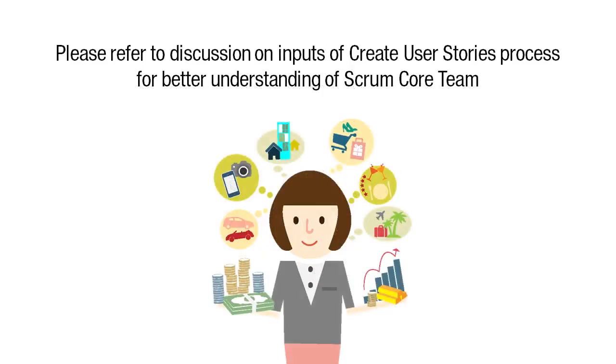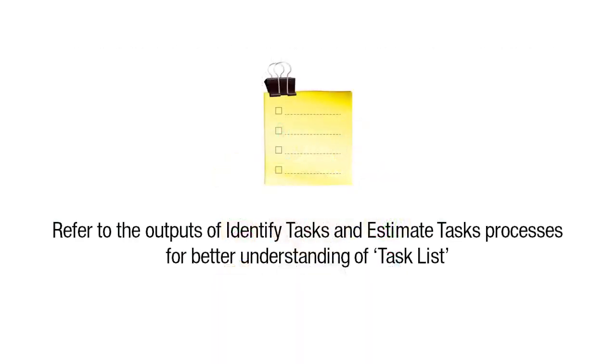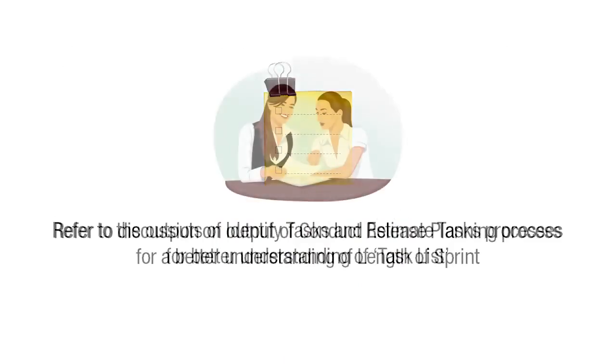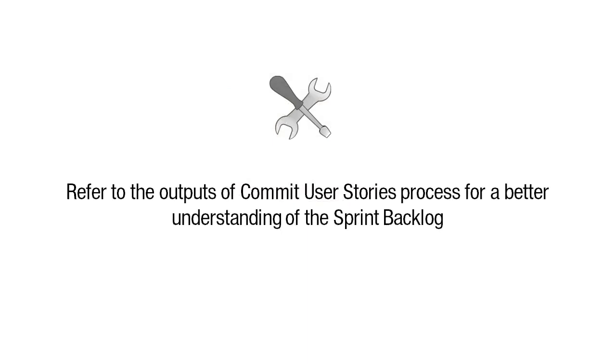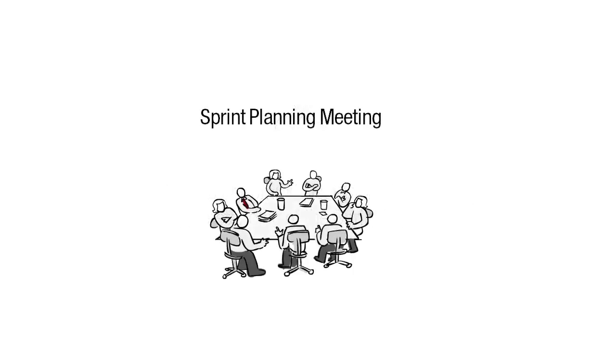Please refer to the discussion on the inputs of the Create User Stories process for a better understanding of Scrum core team. And refer to the outputs of the Identify Tasks and Estimate Task processes for a better understanding of Task List. Also refer to the discussion on output of Conduct Release Planning process for a better understanding of length of sprint. And refer to the outputs of the Commit User Stories process for a better understanding of the sprint backlog. The mandatory tool for this process is Sprint Planning Meeting.